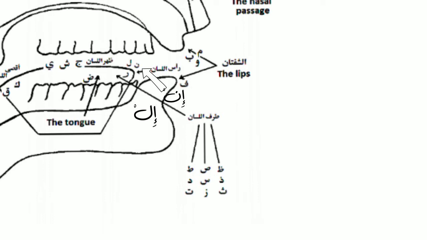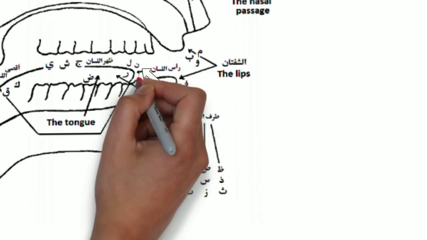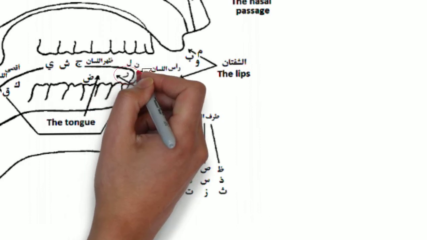And then you have nun, which is a tip letter. It comes from the tip of the tongue. When you say in, the tip of your tongue is rising to meet the roof of the mouth. In, in, in. That's when you know it's right.